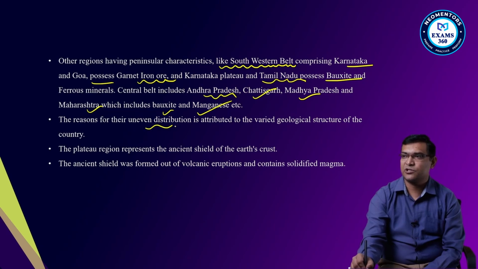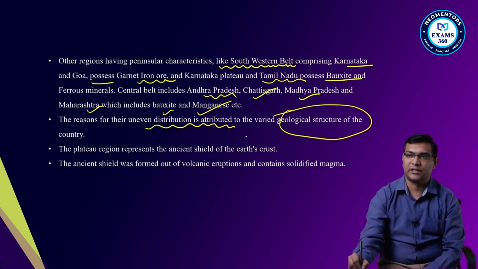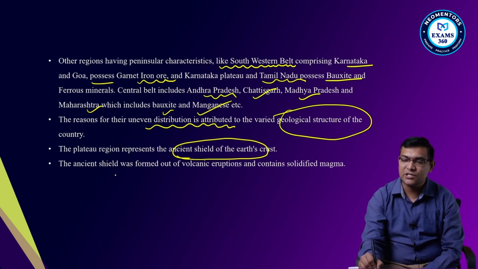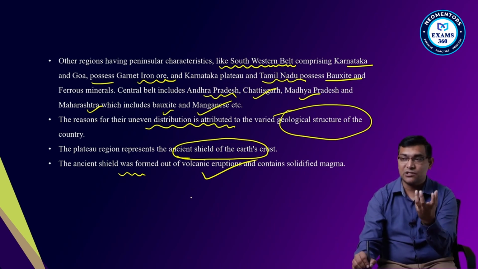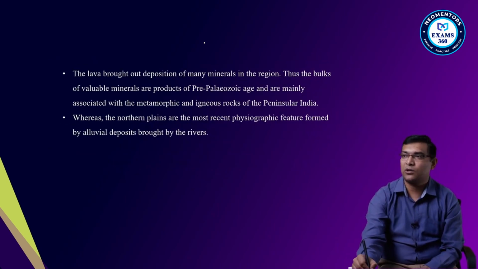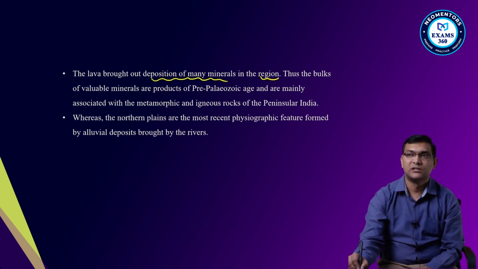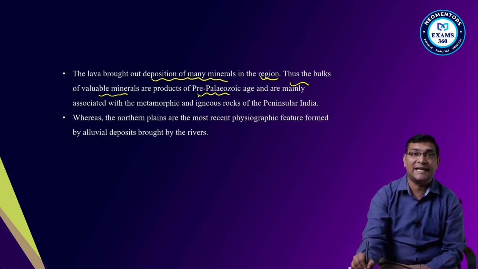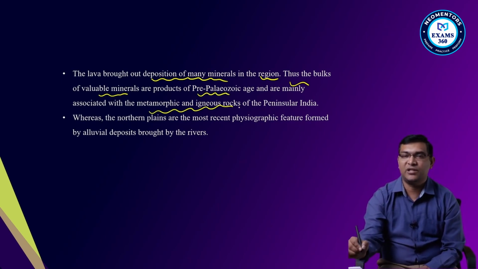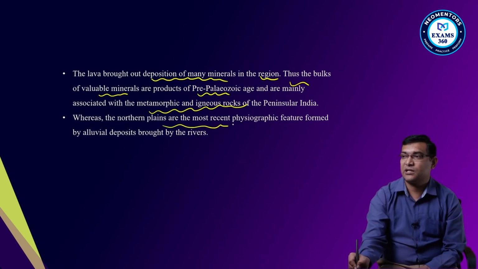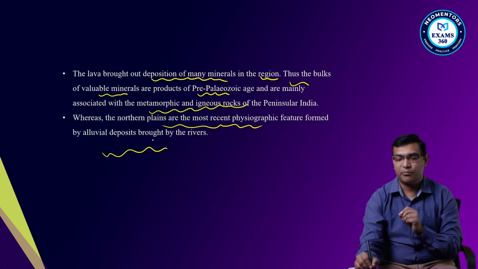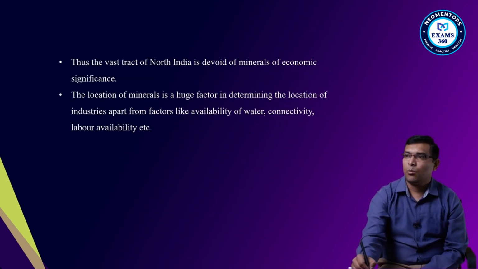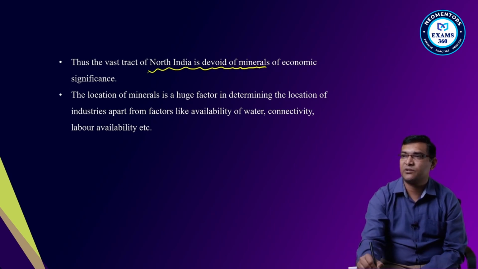The reason for uneven distribution is attributed to the geological structures of the country. So the plateaus represent the ancient shield of the earth's crust. What happened? This ancient shield is formed by volcanic eruption, which contains magma, the solidification of magma. The lava brought out deposition of many minerals in this region. Thus, the bulk of the valuable minerals are products of pre-Paleozoic age and of metamorphic and igneous rocks. Whereas the northern plains are a recent physiographic feature formed by alluvial deposition brought by the rivers. Thus, a vast tract of North India is devoid of minerals of economic significance.